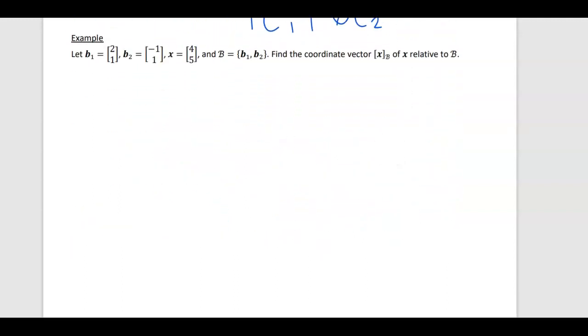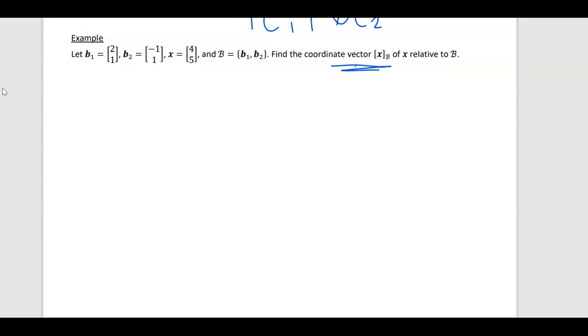All right, let's look at another example. If we let B1, B2, and x be all of those things given, and we say that B is a basis for our R2 with B1, B2, find the coordinate vector of x relative to B.